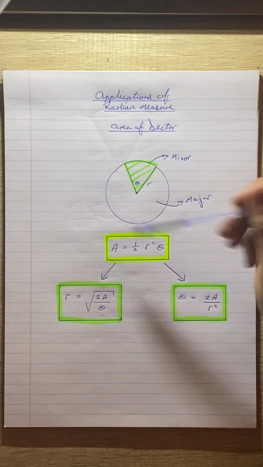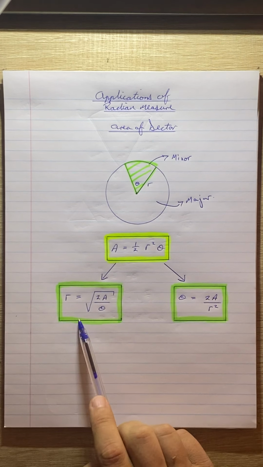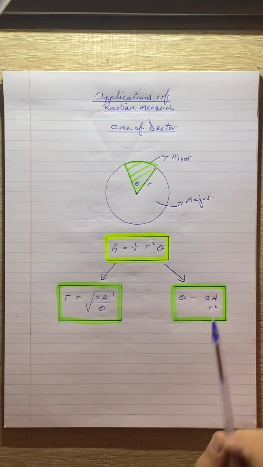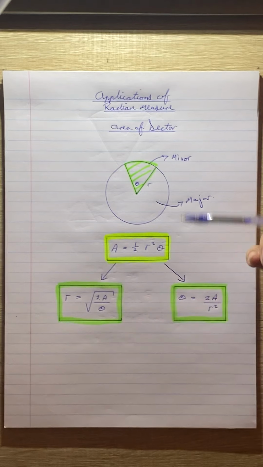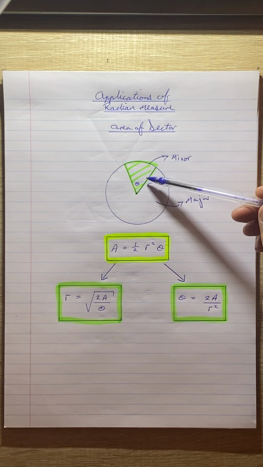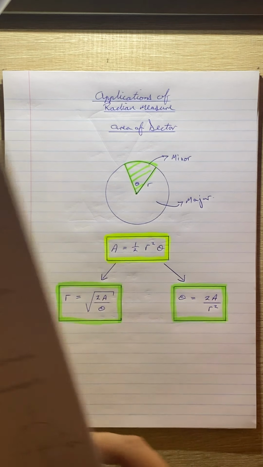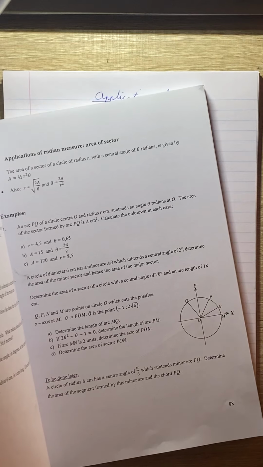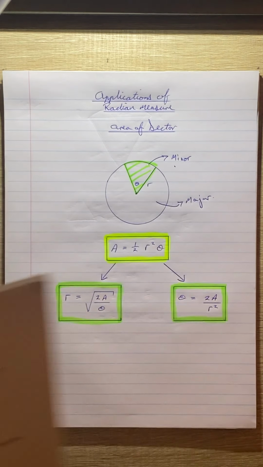Again, we can derive two from this. We can solve for r, so r will be equal to the square root of 2A over theta, and then over here, theta is equal to 2A over r squared. And just remember, A is for the area, r is the radius, and theta is the angle between your two radii. And remember, that must be in radians. Okay, so I am working from page 88, so you can just follow from there in your books.